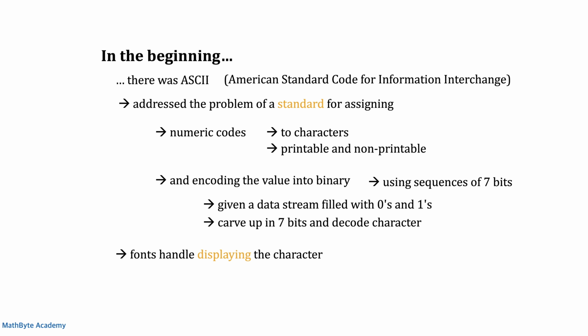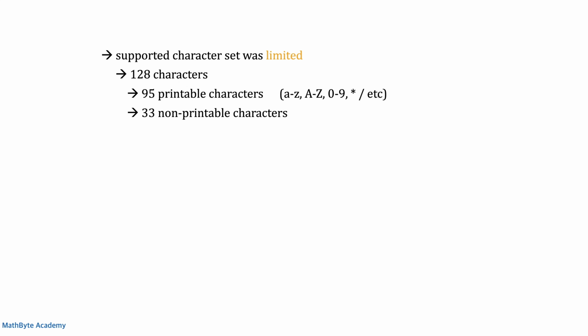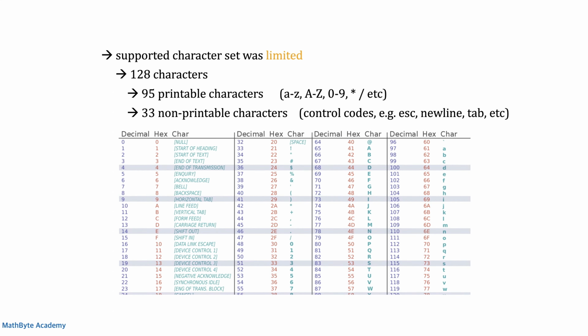And then the font handled displaying the character, and for displaying the character, it's really just a bunch of pixels that you have on the screen or on paper if it gets printed. And that's called a glyph. So the supported character set was limited. It was only 128 characters, 95 of which were printable characters, like capital A through Z, the digits 0 through 9, and characters like commas, periods, exclamation points, division, etc. And then we had 33 non-printable characters, things like control codes, for example, new lines, tabs, and more.